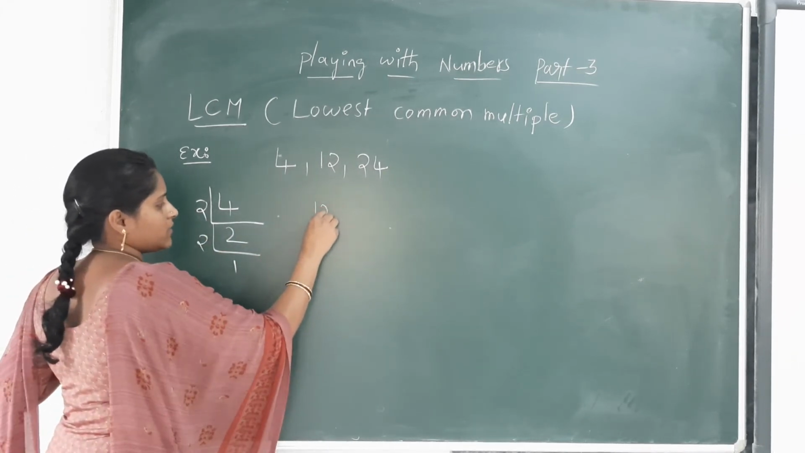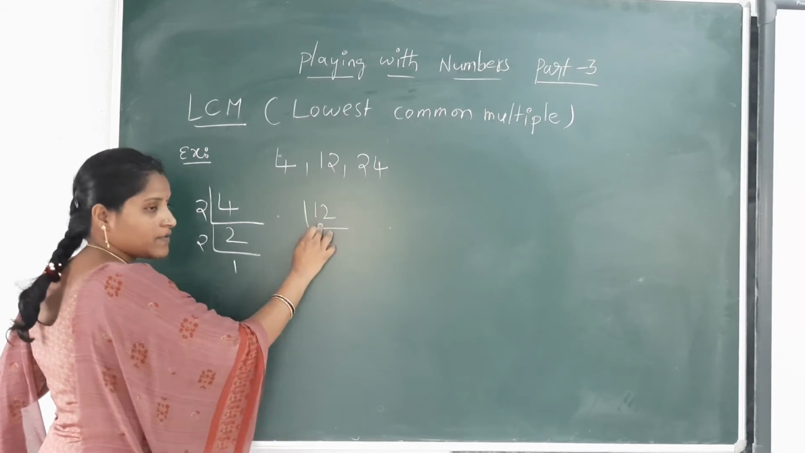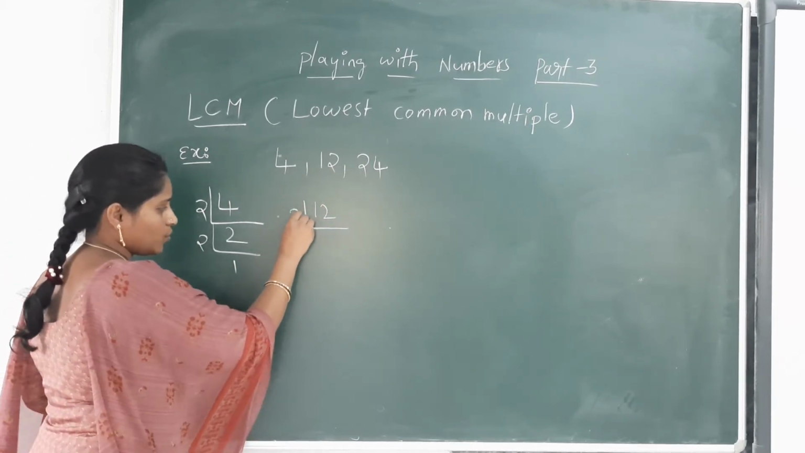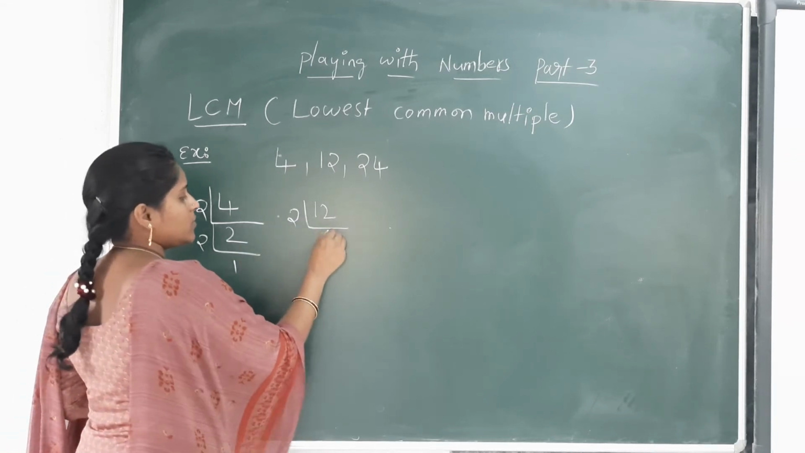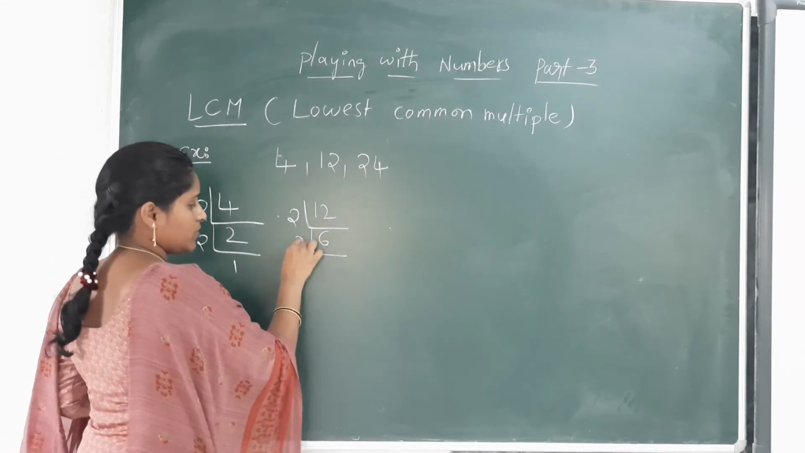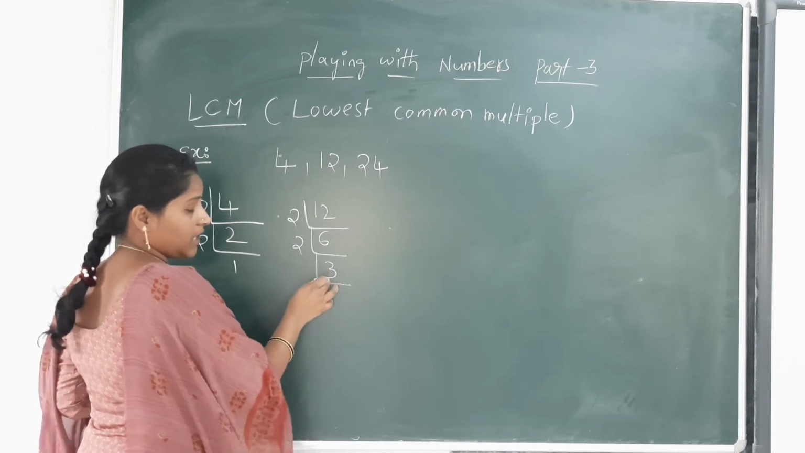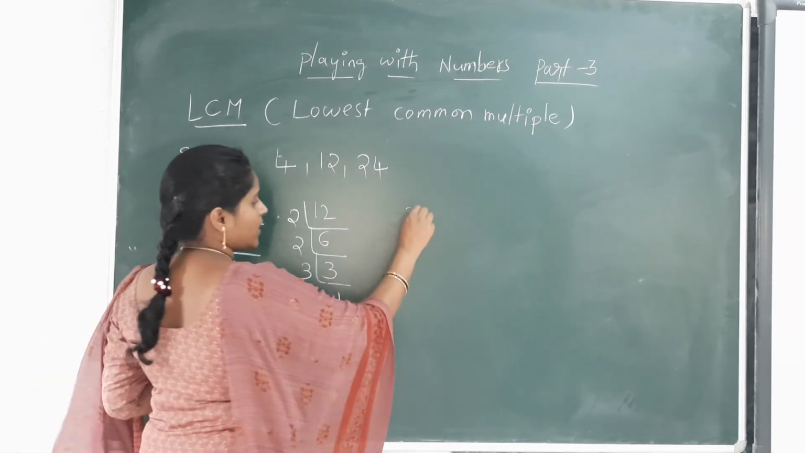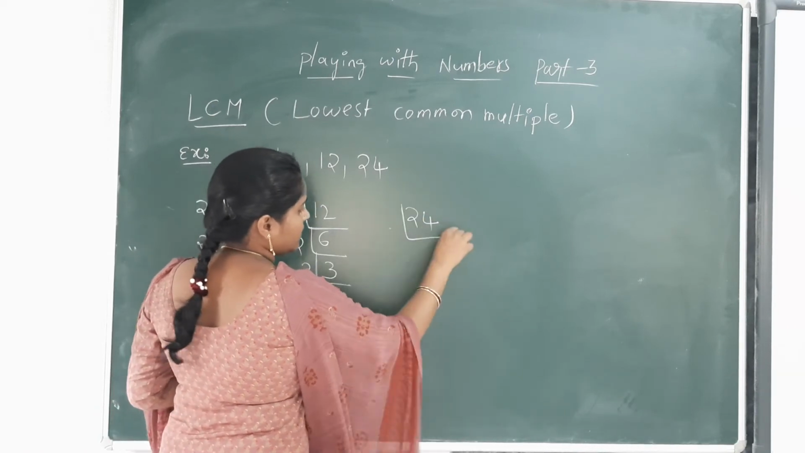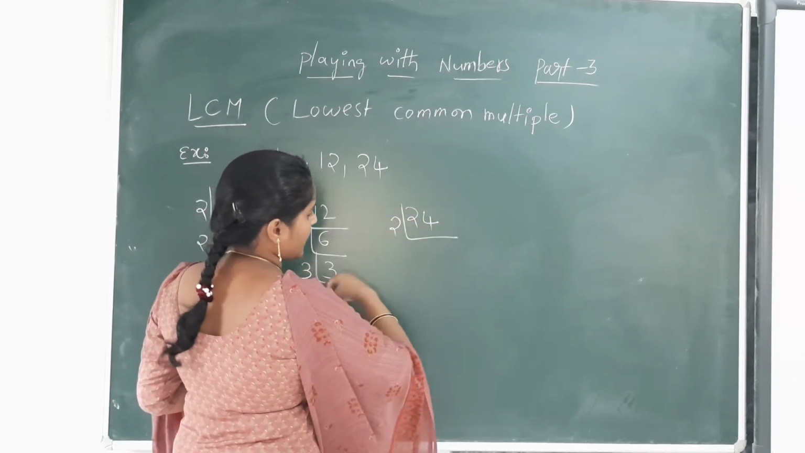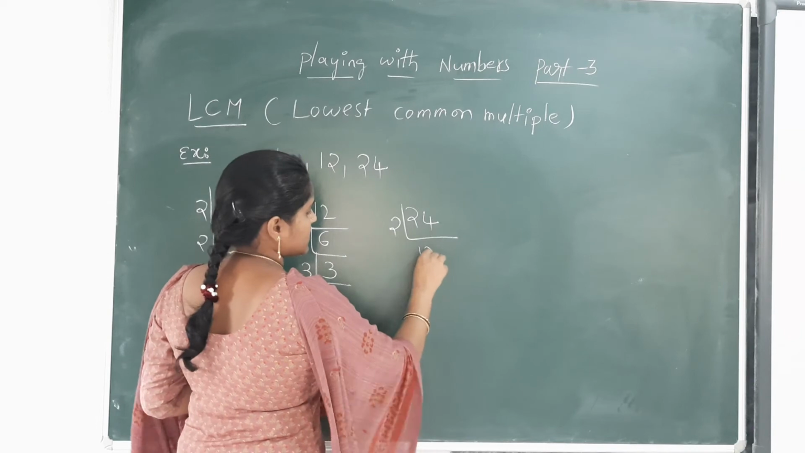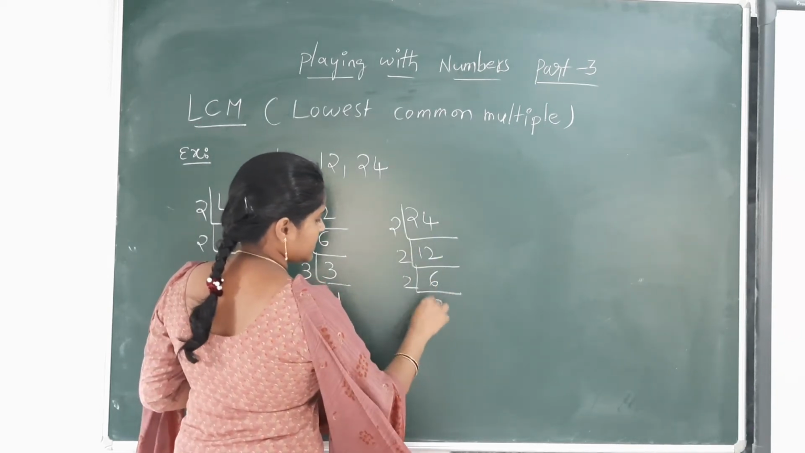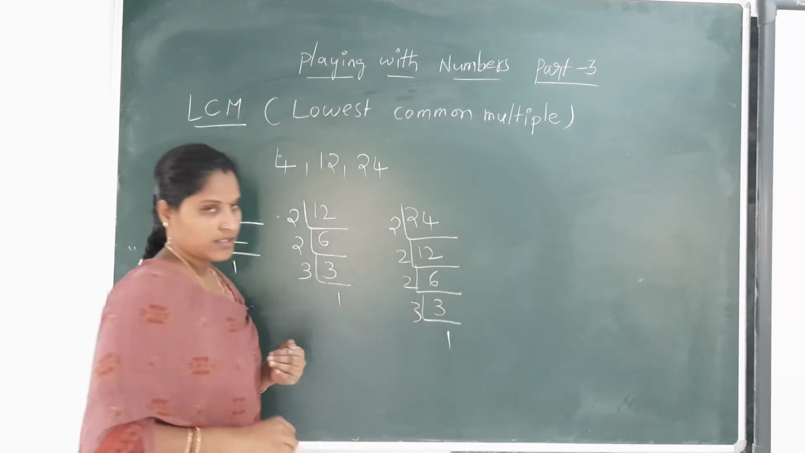Again, we have taken 12 here, and 12 is also an even number, so it is divisible by 2. That's why I have drawn 2 here. 2 6s are 12, 2 3s are 6, and 3 itself is a prime number, so 3 1s are 3. Again I have taken 24 here, and 2 is a factor of 24. 2 12s are 24, 2 6s are 12, 2 3s are 6, 3 1s are 3.